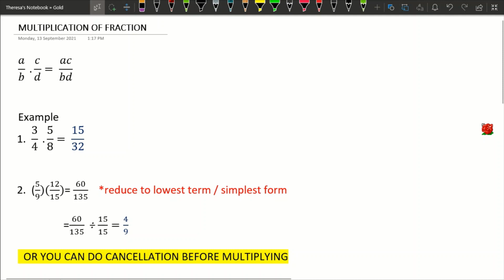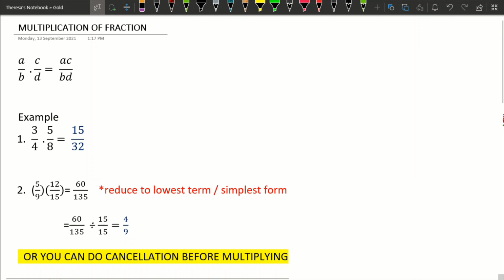Hi class, good day. So for today's video, we are going to tackle multiplication of fractions, right? About addition and subtraction of fractions, meron tayong previous videos about that. I'll put the link below para mabalikan nyo or masundan nyo if ever hindi nyo pa napanood, right?